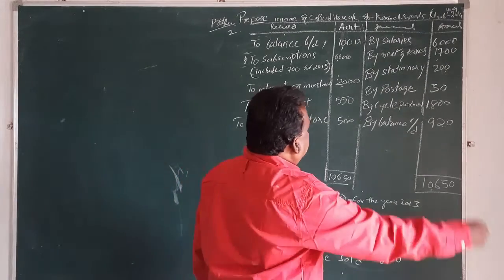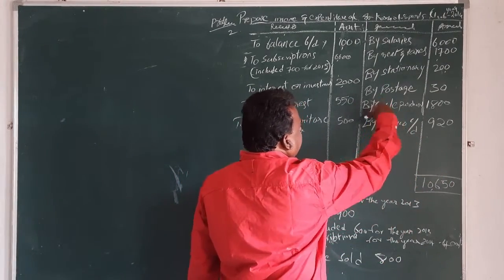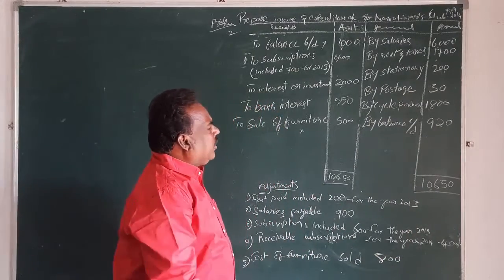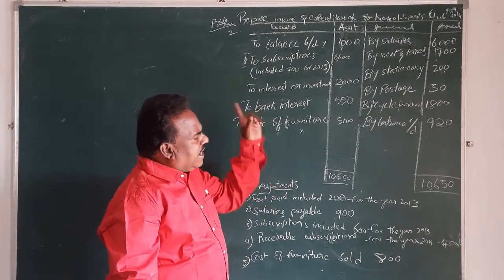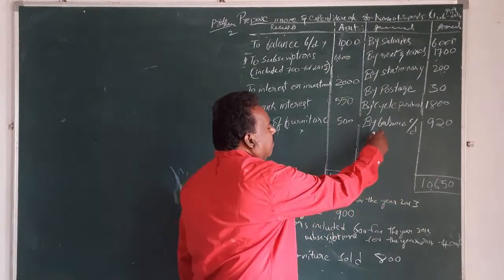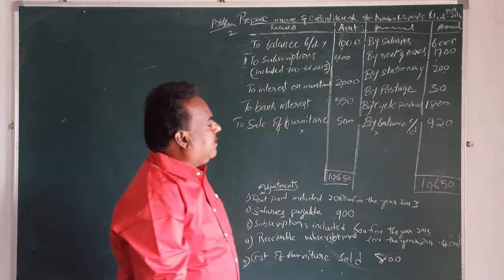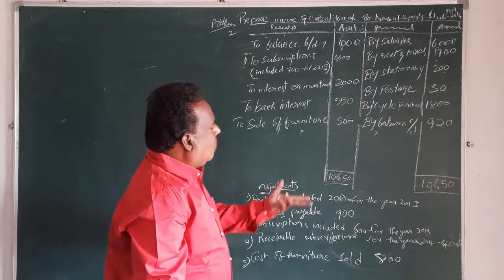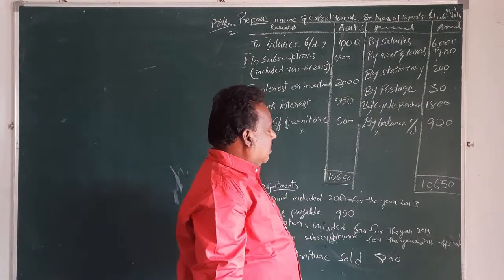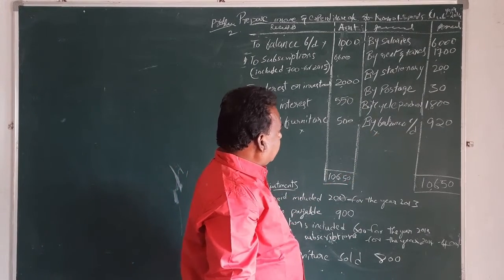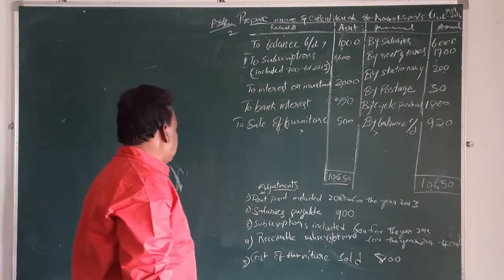Next, purchase of cycle. It is also capital in nature. It is not taken into consideration. It is recorded in the balance sheet. Then the balance is also not an expense. It is only cash in hand. But it is not recorded in the income and expenditure account. So these are the adjustments.